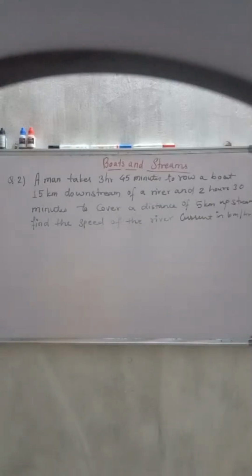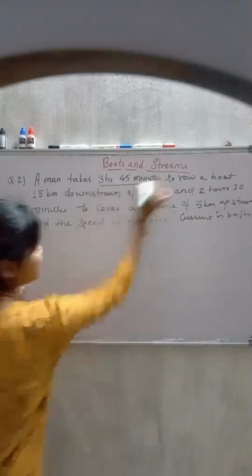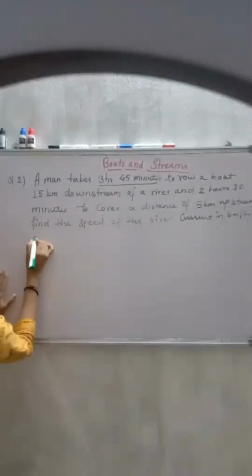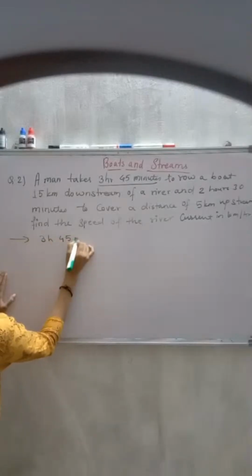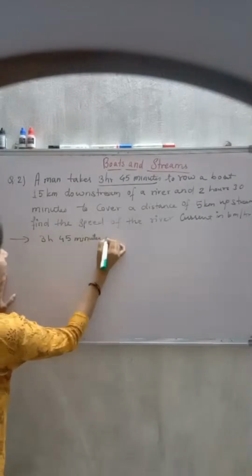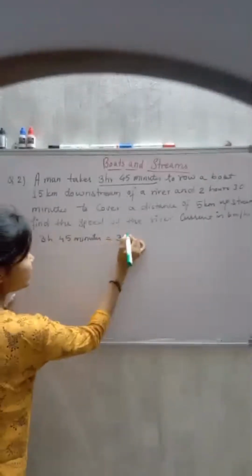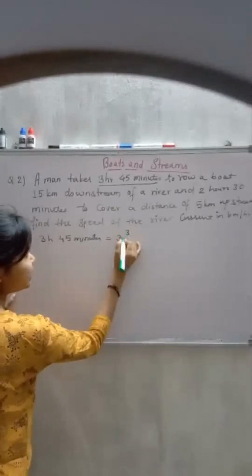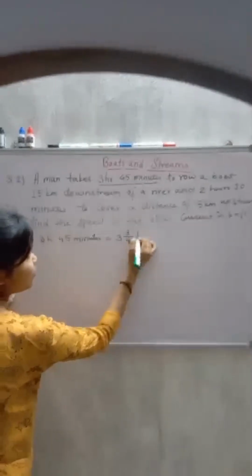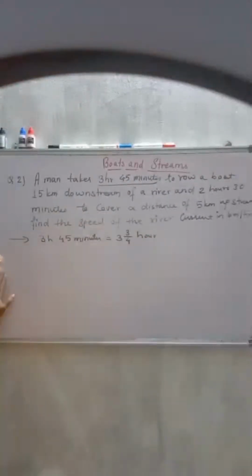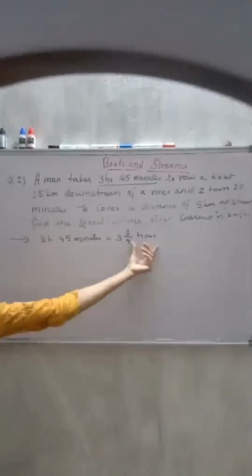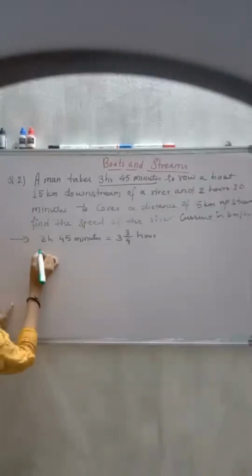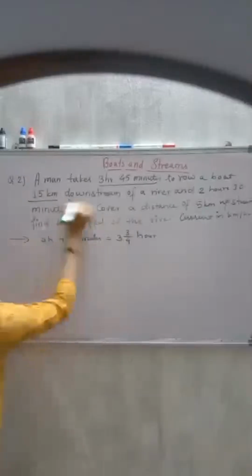Okay, so we have the time 3 hour 45 minutes. 3 hour 45 minutes is same as 345 by 60, that means 3 by 4 of an hour. In hour we can say 3 hour 45 minutes is equivalent to 3 by 4 of an hour, and the distance is given as 15 kilometer downstream.